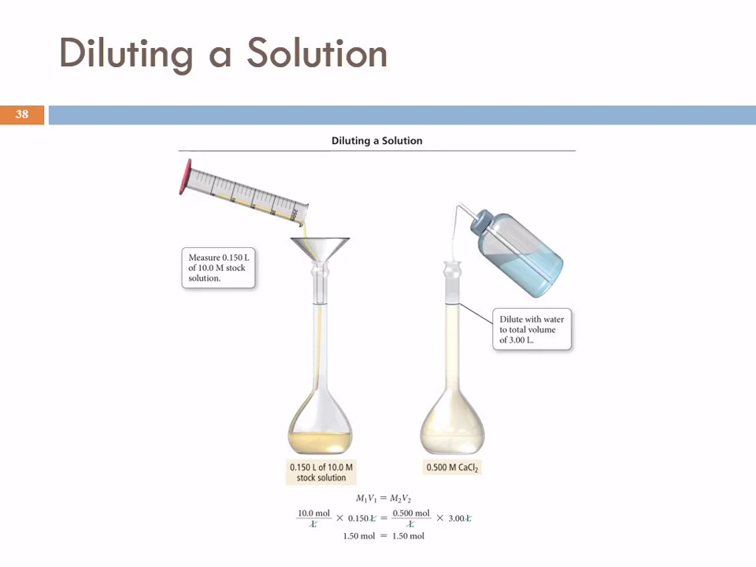So let's look at an example. You're going to be doing this in lab today too. Diluting a solution. So here they've measured 0.15 liters of a 10 molar stock solution. So 0.15 liters times the concentration of 10 moles per liter, the liters cancel out, and that contains 1.5 moles of the solute, the stuff that's dissolved in there.